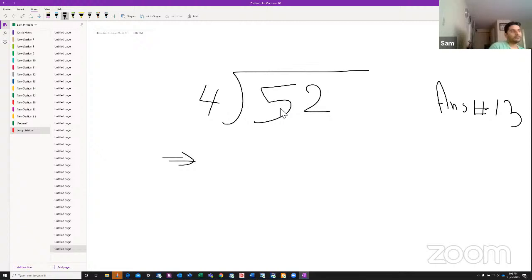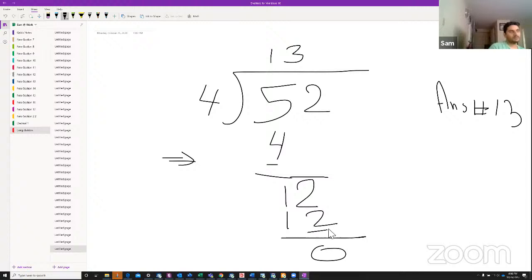4, we have a 5. We're going to divide 5 by 4. Let's see, 1. And if you subtract 5 minus 4, it's going to be 1. You drop that 2 down. So it's going to be 12. Divide 12 by 4. It's going to be 3. Okay, so 13 is the right answer.